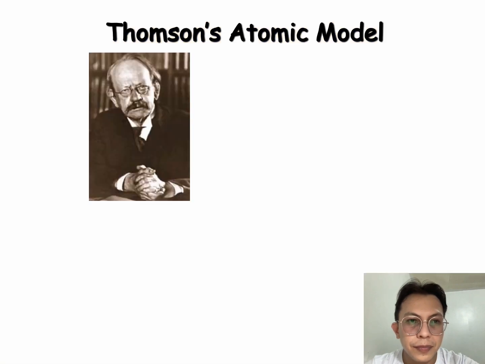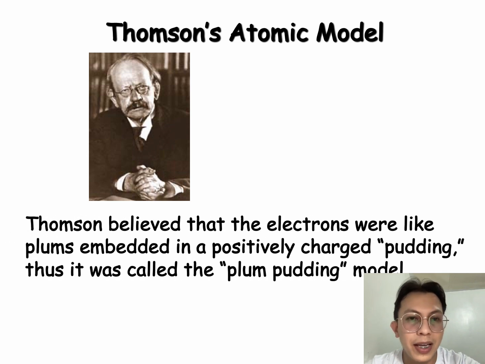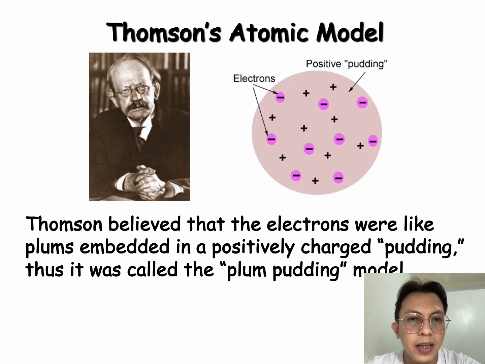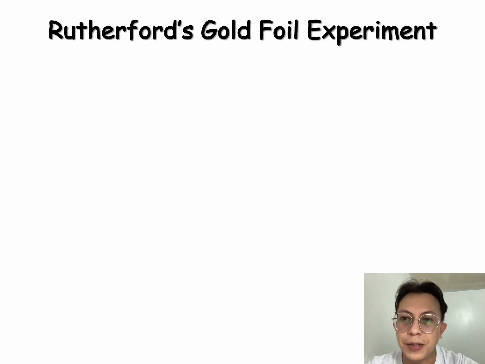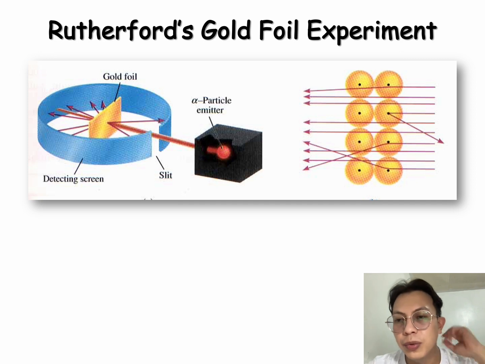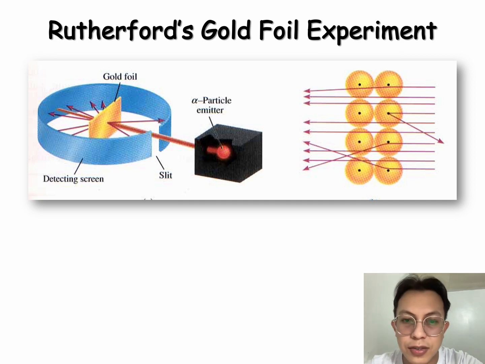And here we also discussed Thomson's atomic model. He believed that electrons were like a plum pudding, embedded here, scattered, evenly distributed, embedded in a positively charged pudding. Thus it was called the plum pudding model. This is just a review, a run-through of what we have discussed so far.